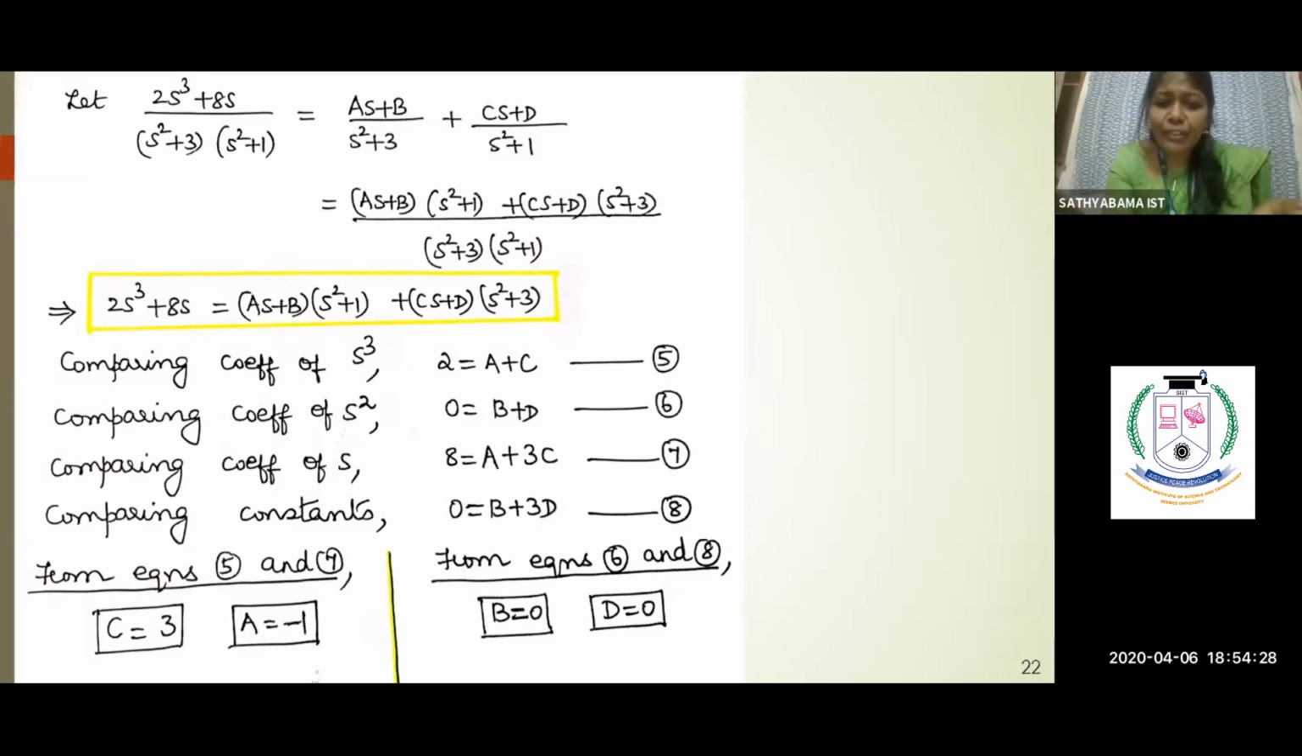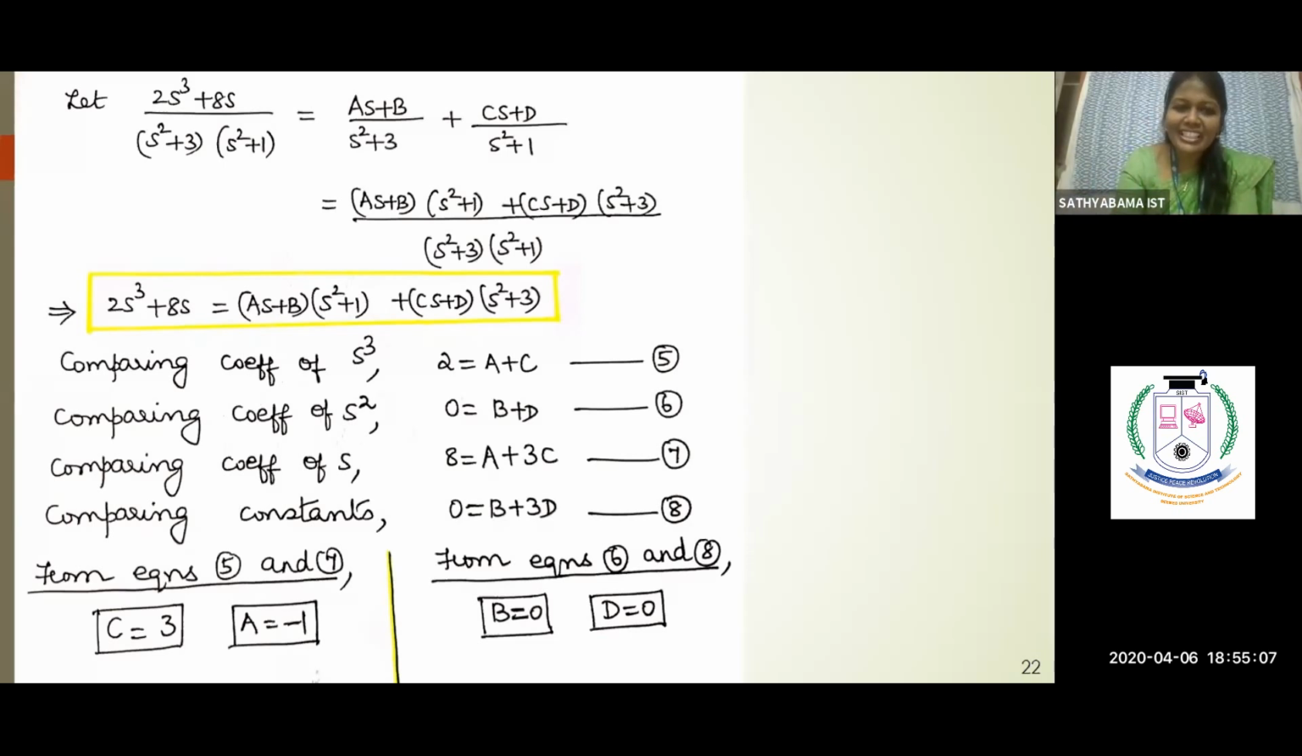Now, it is really easy for you to find the values of a, b, c, d. Isn't it? Because you have 4 equations. Now take equations 5 and 7. Simply do 7 minus 5. What will you get? 2c equal to 8 minus 2, 6. If 2c is 6, what is c? 3. Once you find c, substitute in 5 to get a. A is minus 1. Similarly, I want you to use equation 6 and 8. See, both are equal to 0. Simply subtract the two equations. You will get d equal to 0. If d is 0, b is also 0. Substitute in 6. Fine? So now you know all the 4 constants.